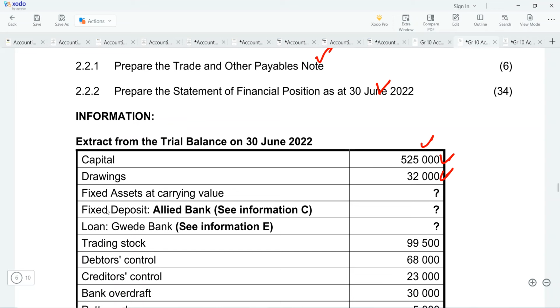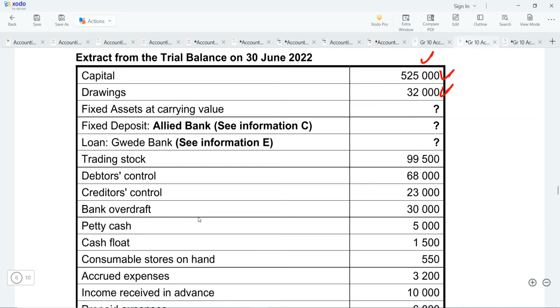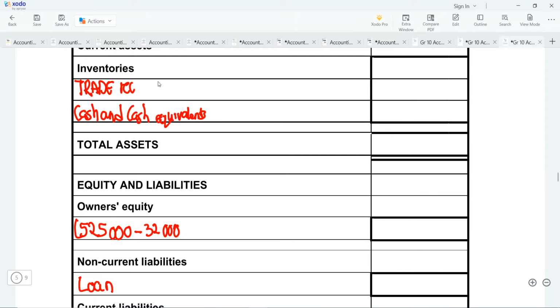Next, we are told that fixed assets at carrying value is a question mark, which means we need to look for it. For the fixed deposit we also need to look for additional information, and for the loan we need to get some information from the adjustments. For now, we know that we have the trading stock, as part of our inventories, which is 99,500. So we're going to include it here under inventories, 99,500.